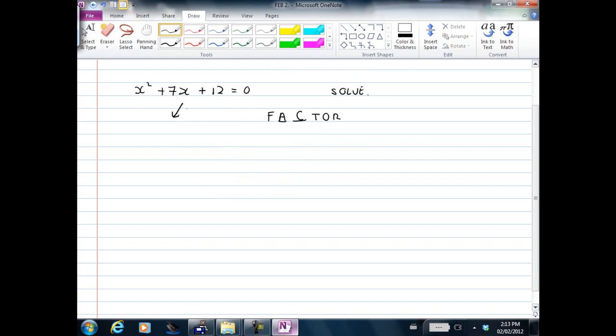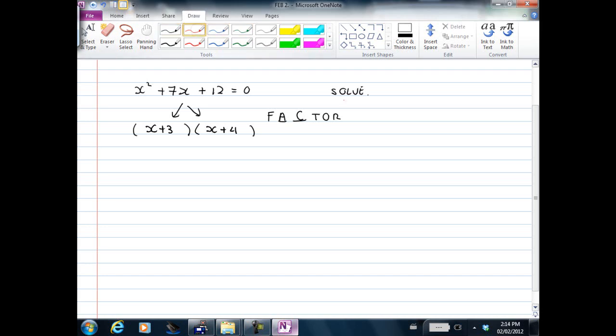Break this up into two brackets. Back in the days, your teacher says, find two numbers that multiply together to give you 12 and add together to give you 7. Robin? 3 and 4. Easy? Pretty easy. So you get (x plus 3)(x plus 4). This was called factoring, but I'm not done yet because my question says solve.